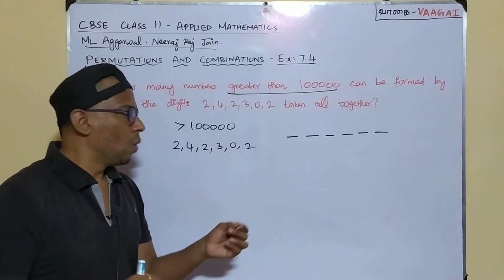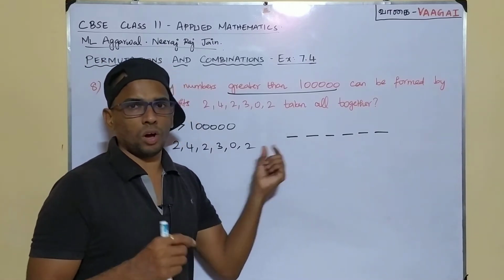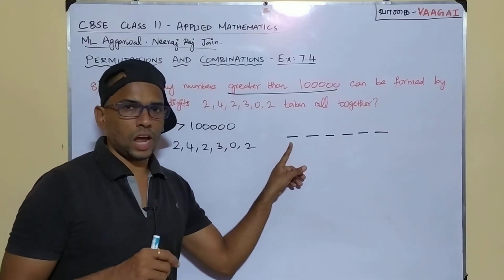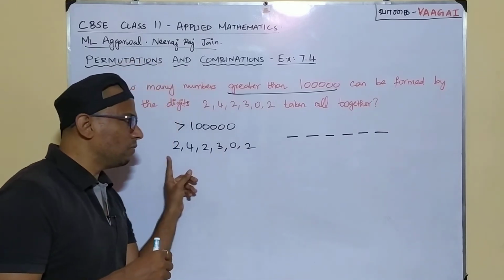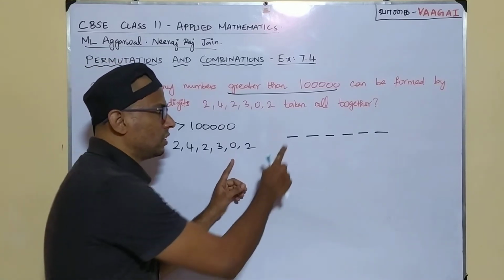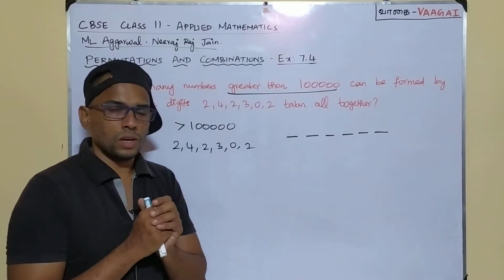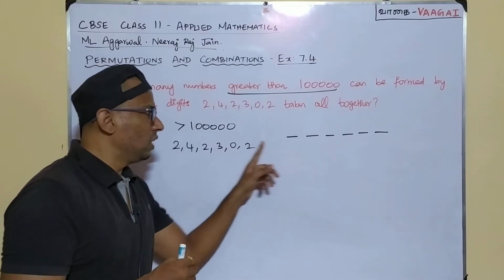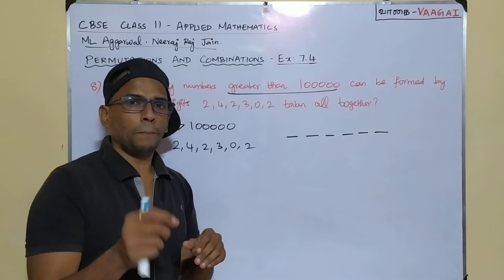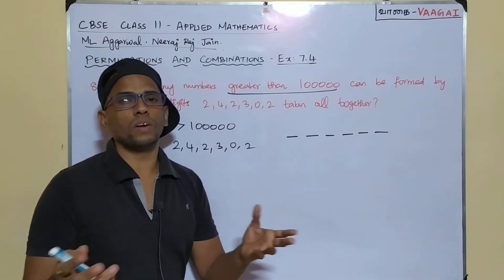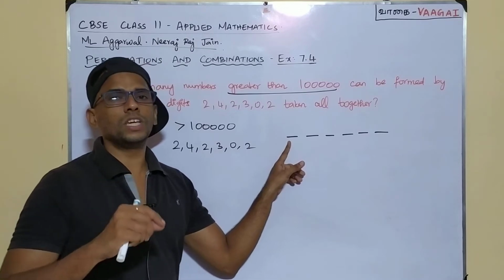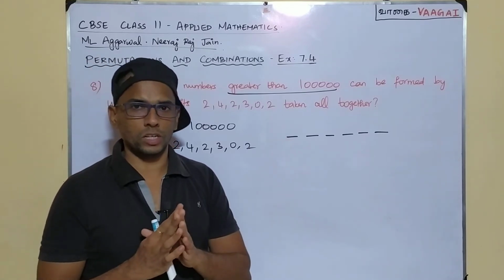In that case, what can be the first digit of our number? This is what I am coming to ask here. This digit can be filled with which among these digits? That's what we have to think. Can you possibly fill this digit as 0? Just think, if you fill this first digit with 0, can your number be more than 1 lakh? No, definitely not possible. So here the digit 0 is not allowed.